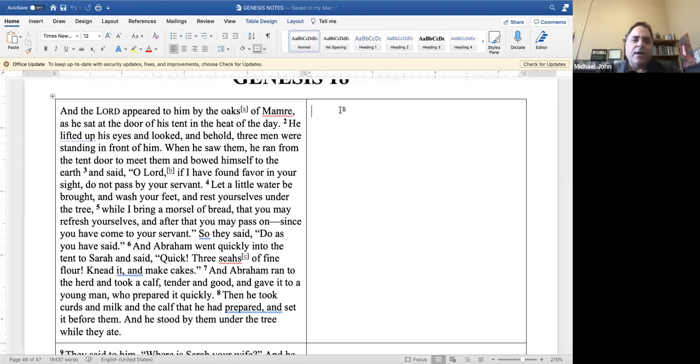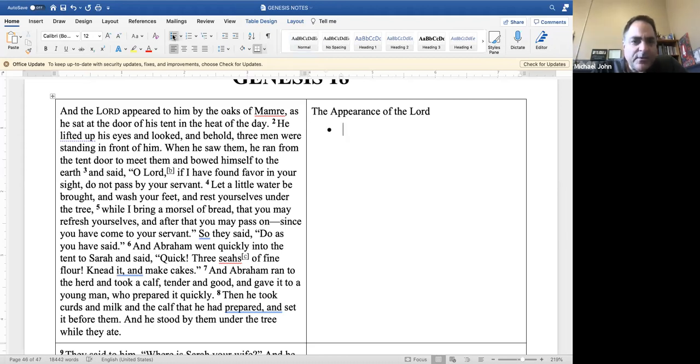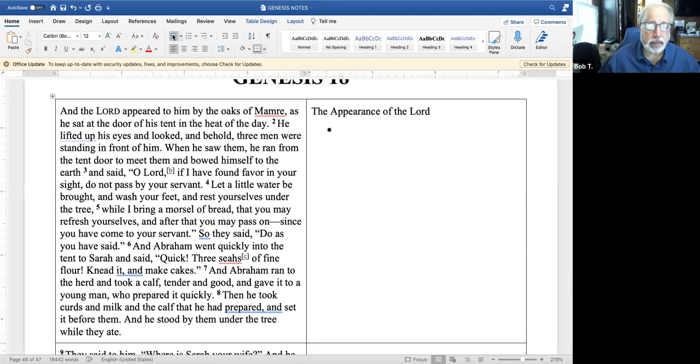Okay. All right, so the first part we have is that the Lord now appears to Abram, and we'll talk a little bit about this. They call this the appearance of the Lord. The first thing is where he appears and then how he appears to him. So where does he appear to Abraham? I should say, he's now Abraham. It's outside his tent, underneath the oaks of Mamre. Yeah, so by the oaks of Mamre.